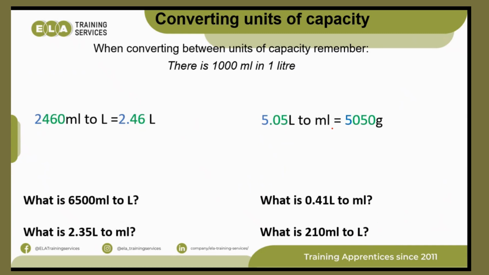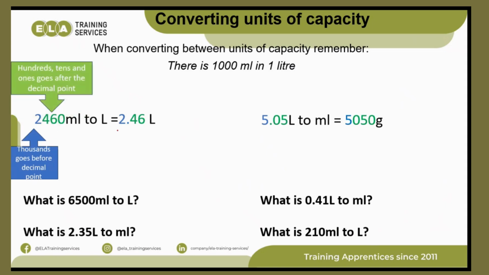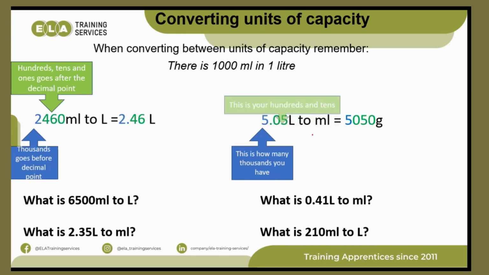So when converting between units of capacity, remember there are 1,000 millilitres in 1 litre. So exactly the same premise. Say we've got our thousands number, our front number goes before the decimal, and our numbers after go after the decimal. Same on the other side, so say we've got a decimal here. Our number in front tells us how many thousands. We've got no hundreds, so just tens. So it'd be 5,050.